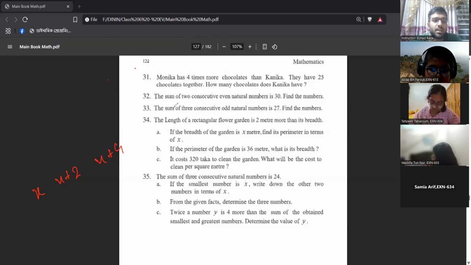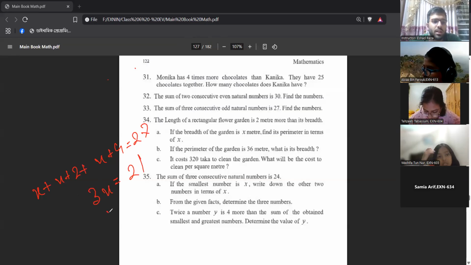So then they're saying that the sum of these three consecutive odd numbers is equal to 27. And now the rest you can just solve on your own. It's just 2x is equal to 21, and then x is equal to 9. So that's it.